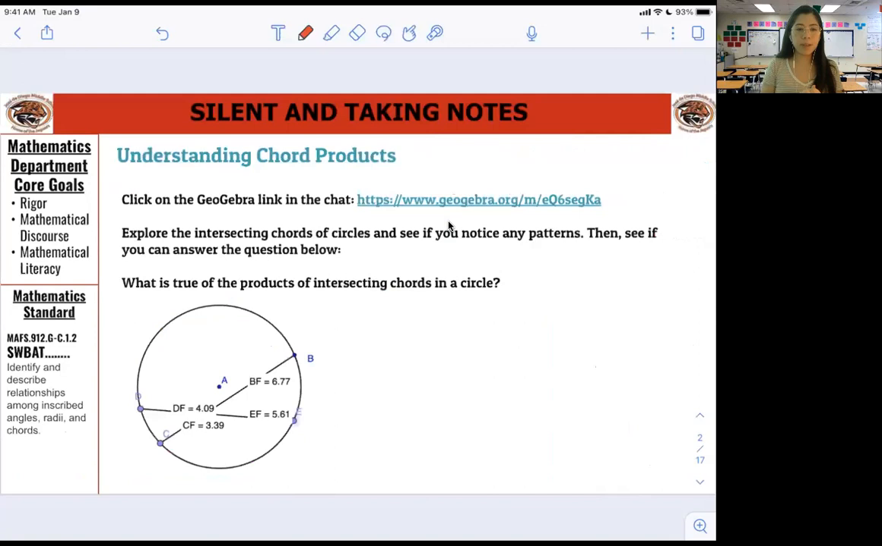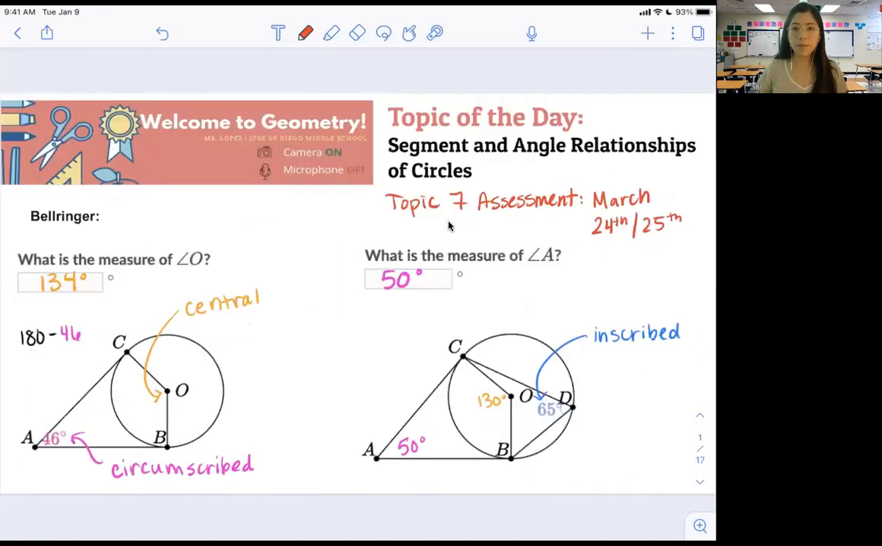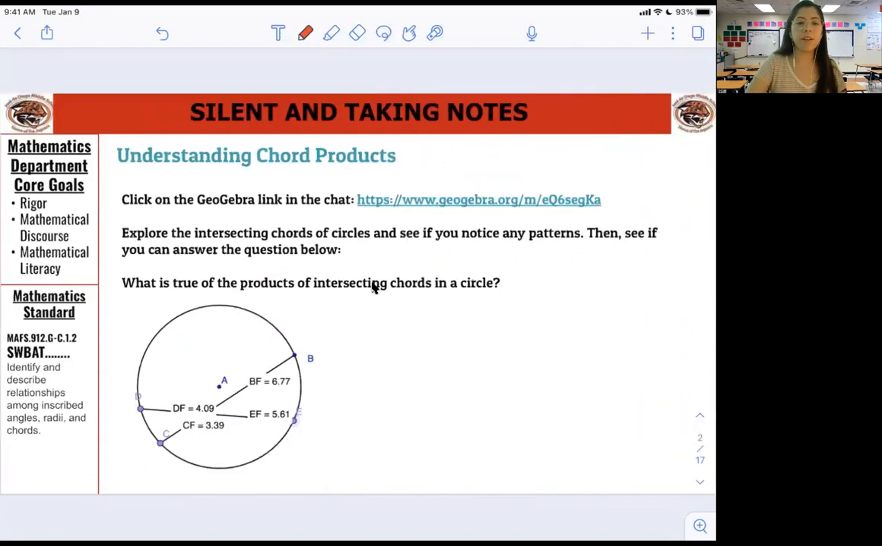So today we're going to begin, like I said, we're kind of moving on with circles. This time we're going to be looking at segments and angle relationships, which means we're going to be talking about chords today. So I have a link for everybody. Give me one moment. And I'll send it in the chat. When you click on that link, I want everyone to play around with it like we did last time. Play around with it for a little while, and then see if you can answer the question that I have below. All right, go ahead and click on that link. I'll give you guys about 3-4 minutes to play around for a little while, and then we'll come back.